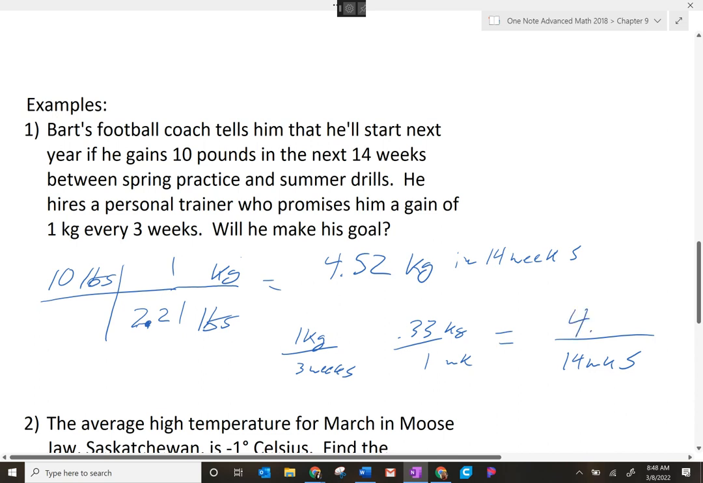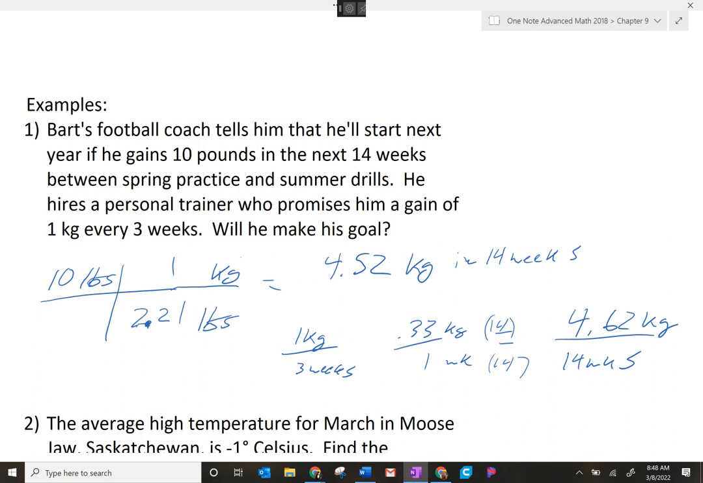He will gain 4.62 kilograms because I multiplied all this by 14. Did he gain the amount of weight he needed? Yes, he did. He needed this. He would have gained this. So he will be starting next year. Way to go, Bart.